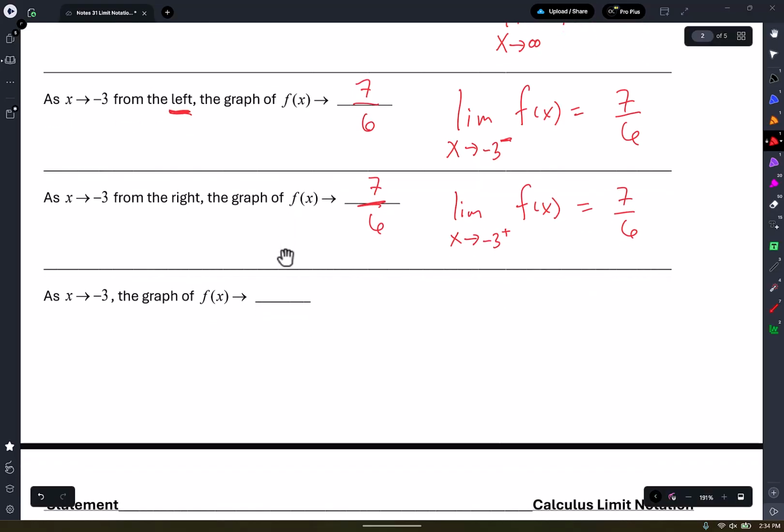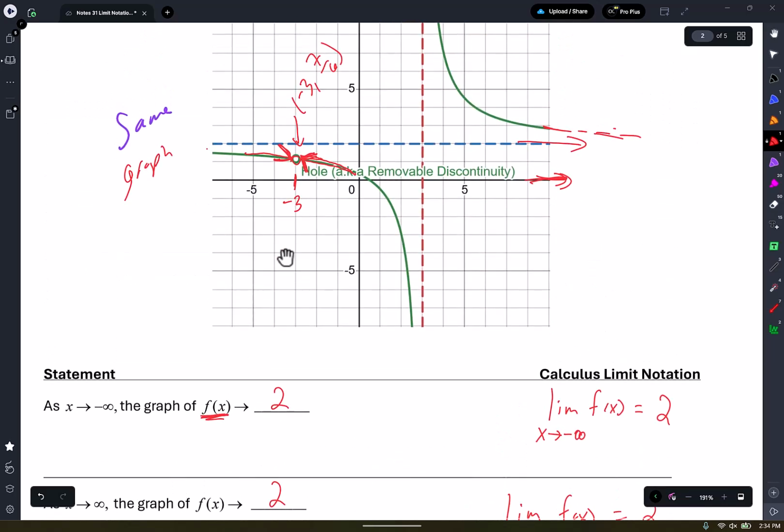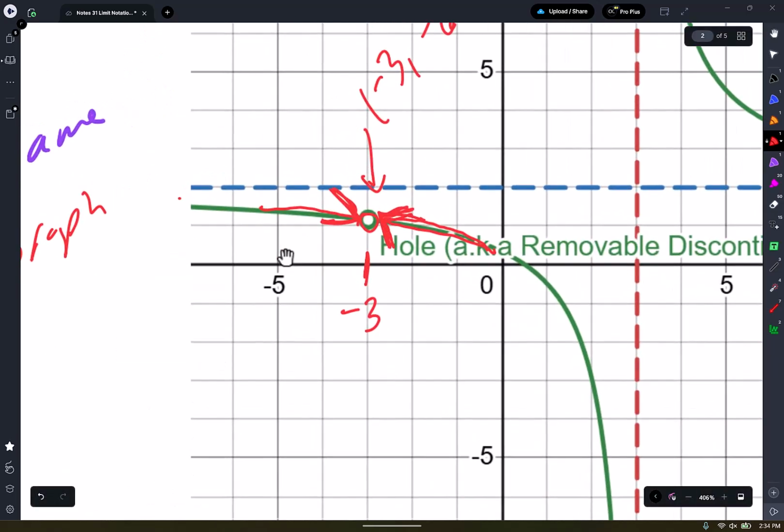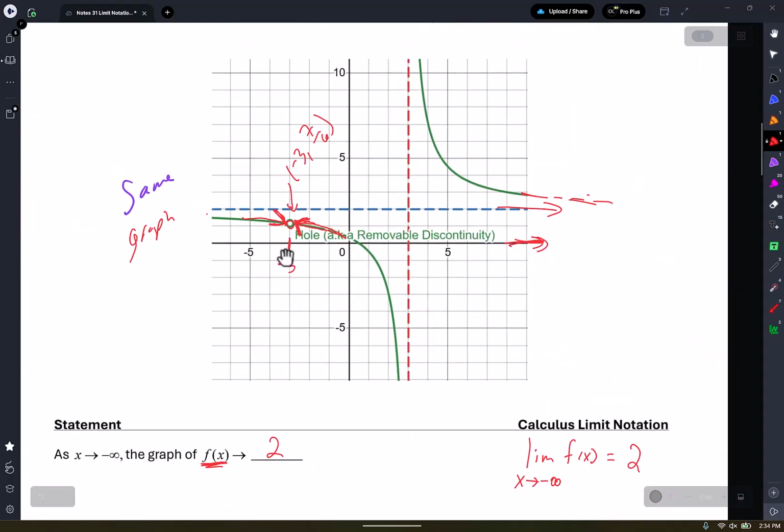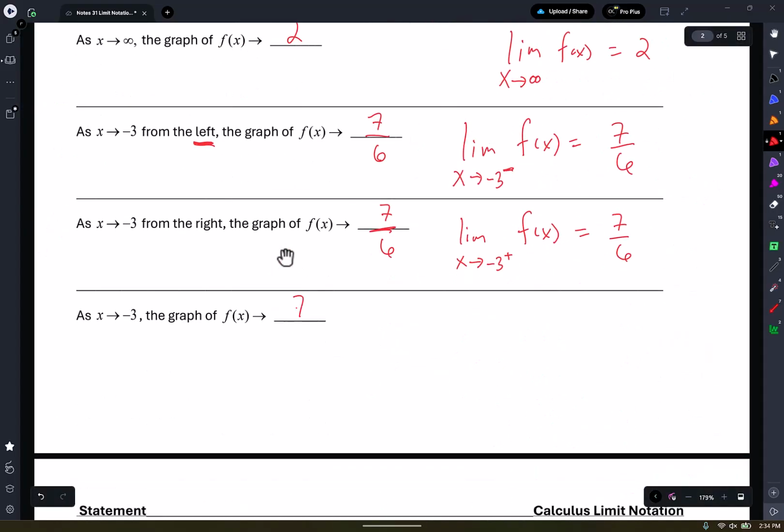As x approaches -3, it doesn't say from the left or the right. So do they converge from the left and the right? Am I converging on the same y value? Yes. So this is going to equal the same thing. Take a guess. What if they did not converge on the same y value?